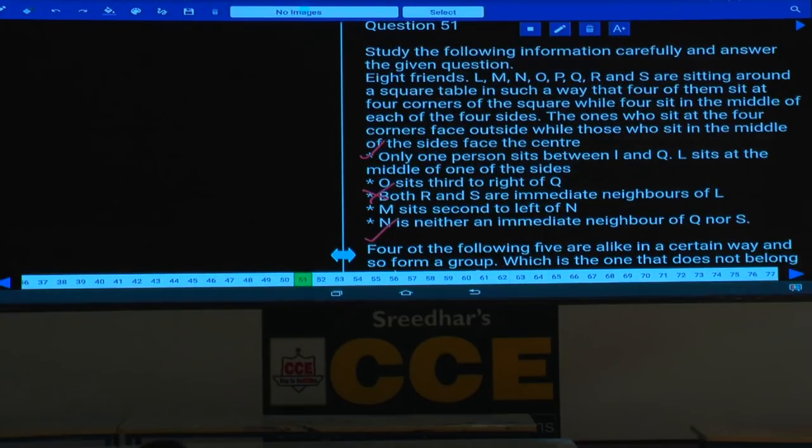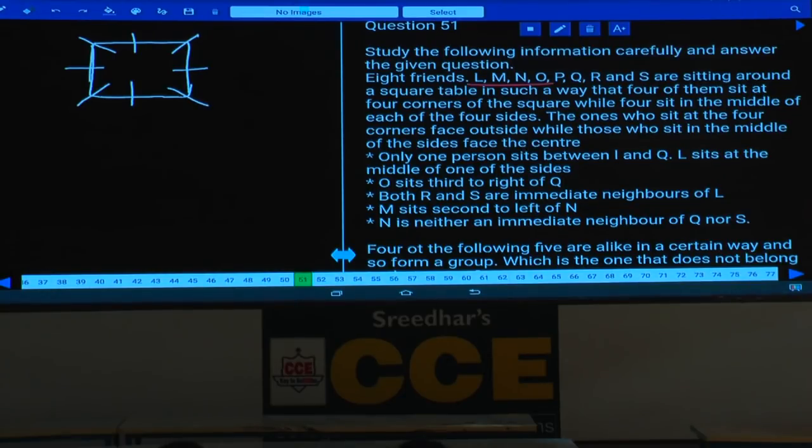Then 51 to 55. Now in this question numbers 51 to 55, it is based on seating arrangement. 8 friends L, M, N, O, P, Q, R and S are sitting around a square table. Now how many persons are there? There are 8 persons seated around a square table. Now this is the square table, 1, 2, 3, 4 and 5, 6, 7, 8. Now in total we are having 8 friends.